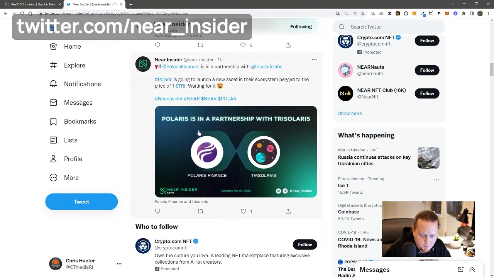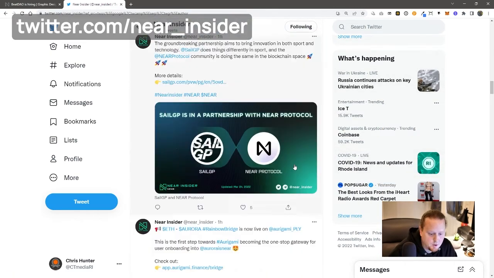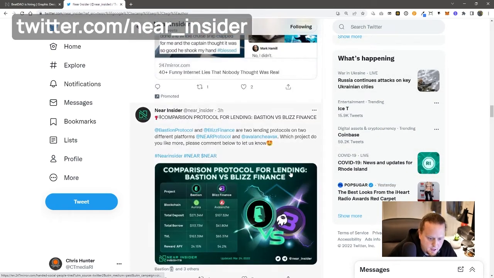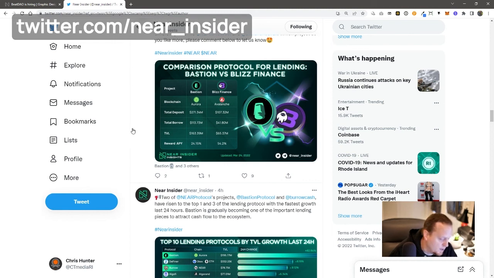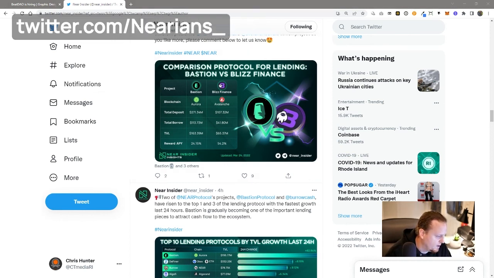As we can see here, Polaris just formed a partnership with Trisolaris. Guys, I'm telling you, Polaris is going to be the biggest thing out there in the next couple weeks, I think. As far as growth potential goes, I would really get on it now. I'm really bullish on Polaris. But yeah, you can see everything that's going on here. There's tons of information, so Near Insider is a great Twitter page to stay in touch with.